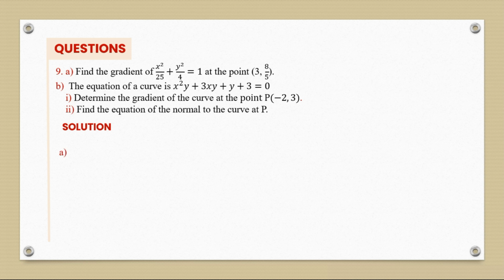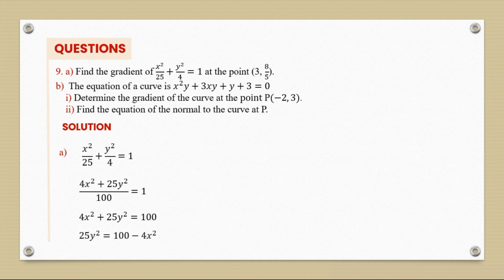So let's solve this. Part A, let's work on that. We have to find the gradient in part A. So now this is what we have. First of all, I can find the LCM, and I'll have (4x² + 25y²)/100 equal to 1. Cross multiply, and this will be 4x² + 25y² = 100. Then if I make 25y² the subject, it shall be equal to 100 - 4x².